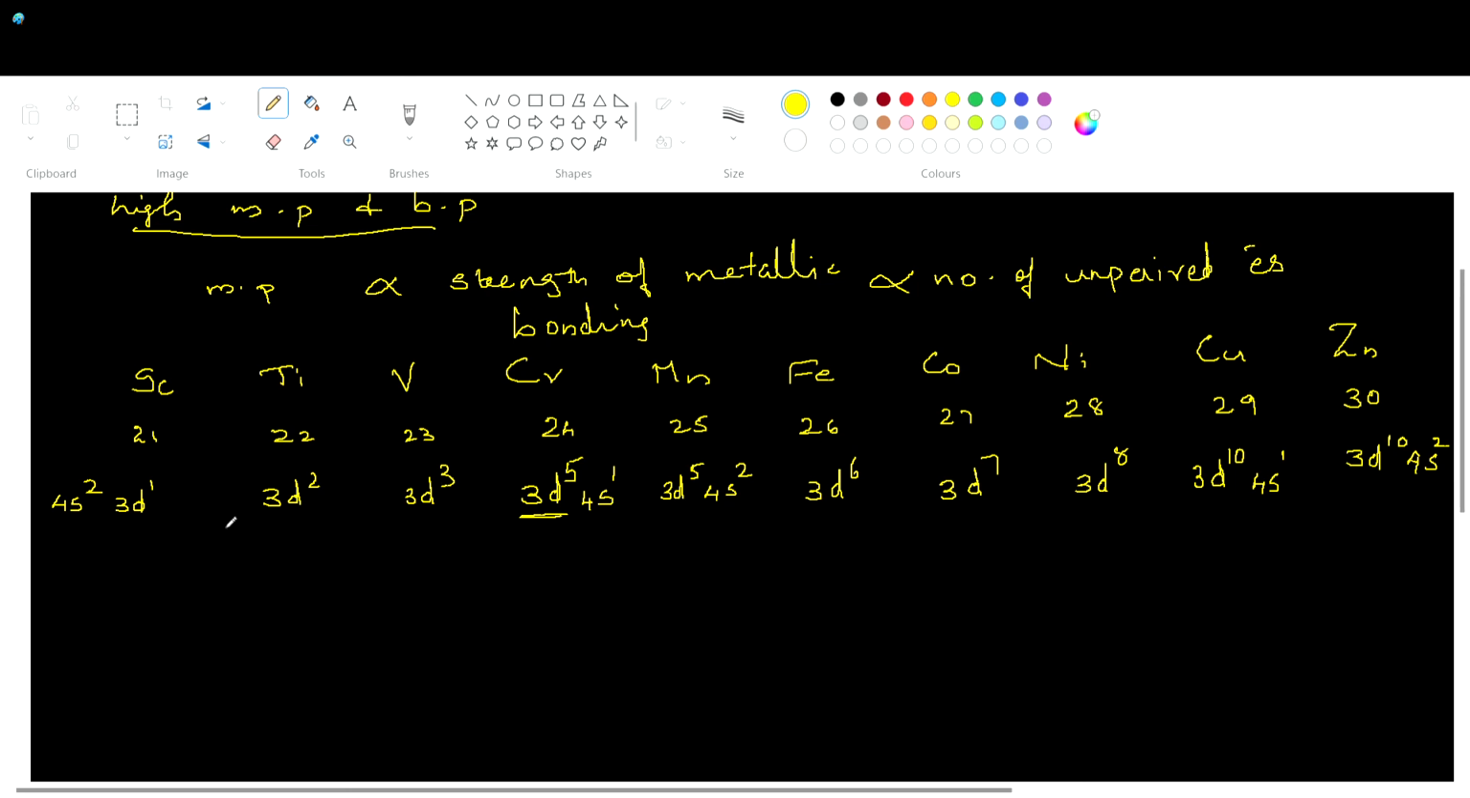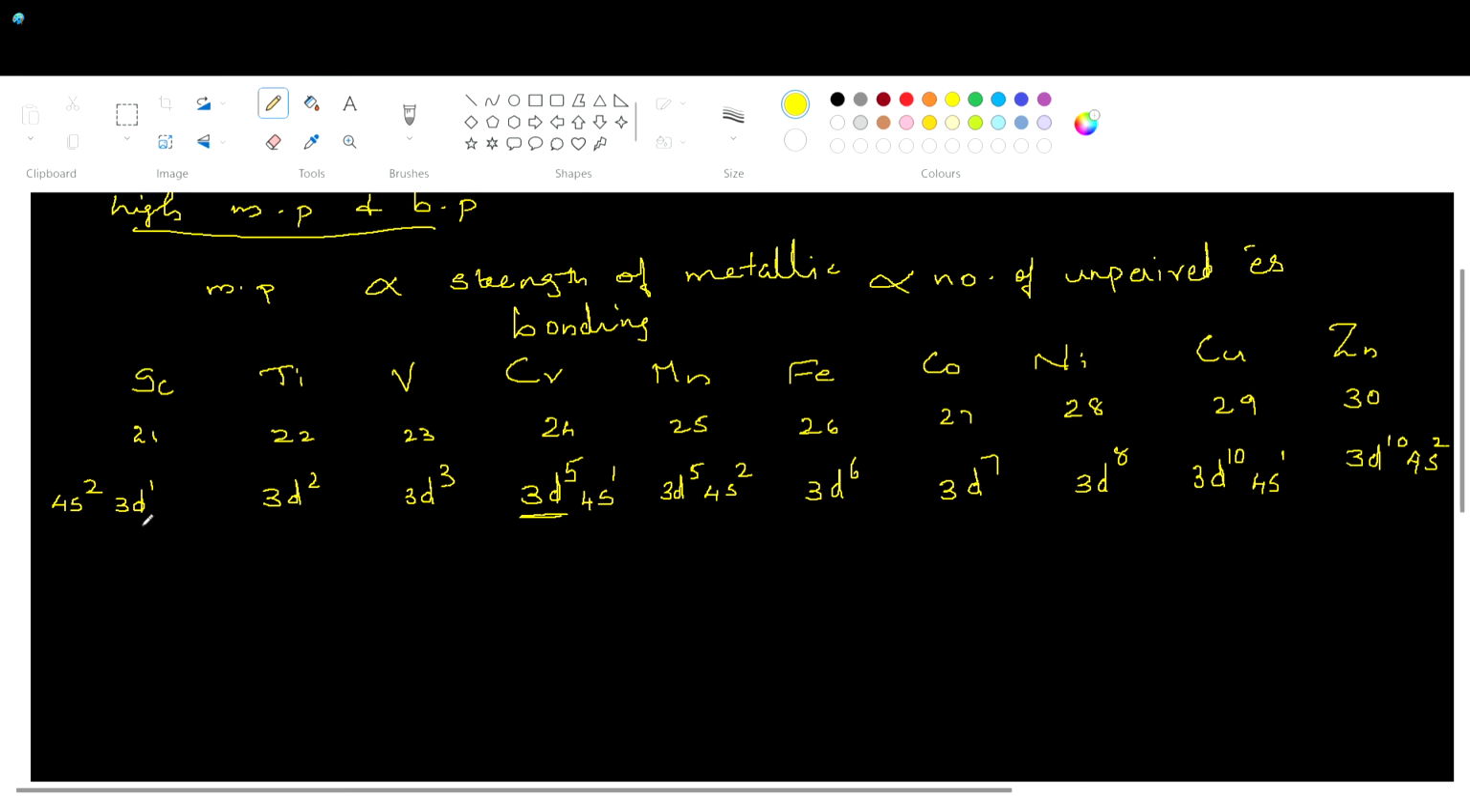As you can see here, the electrons are filled in the penultimate d atomic orbital, not in the valence shell. Electrons are filled in the inner 3d atomic orbital. And these 3d orbitals are also involved in bonding. Along with the outer s electron, 3d electrons are also involved in interatomic metallic bonding. That's why these elements have strong metallic bonding and they have high melting and boiling points.